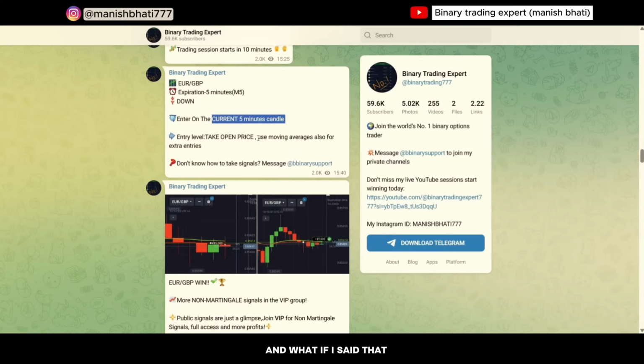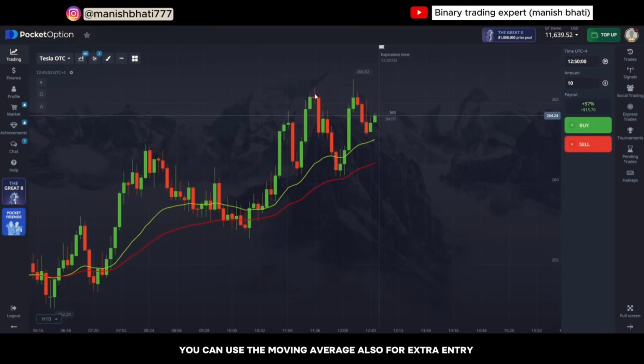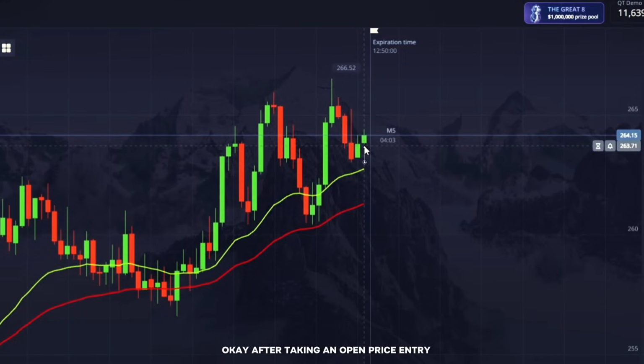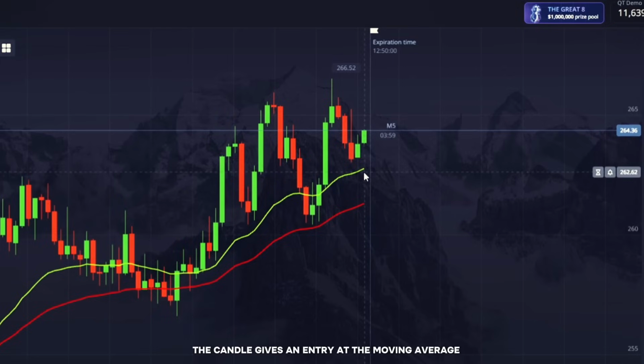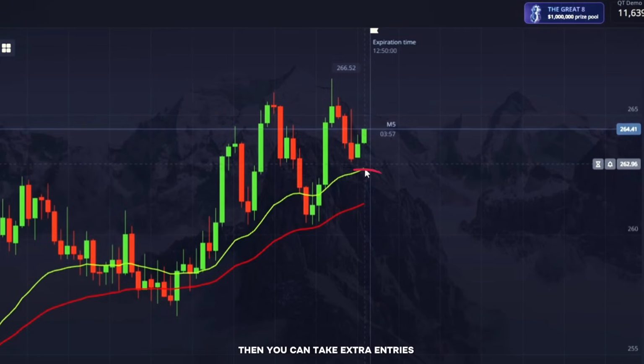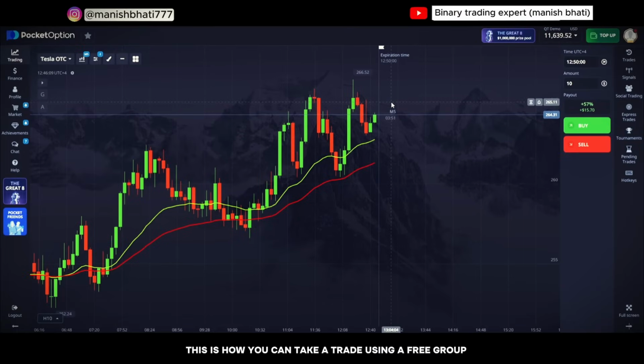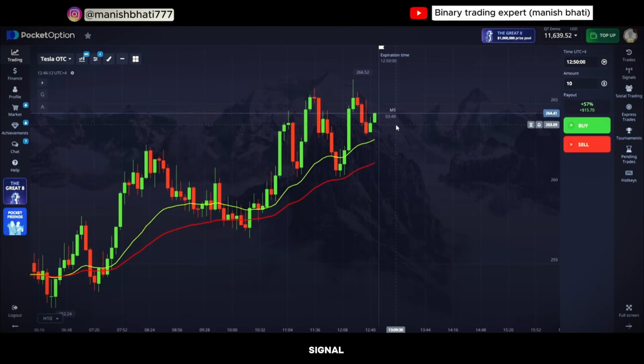And what if I said that you can use the moving average also for extra entry? Suppose that the candle is coming down. Okay, after taking an open price entry, the candle comes down, and after that, the candle gives an entry at the moving average. Then you can take extra entries according to your money management in the same direction for the upside. This is how you can take a trade using a free group signal.